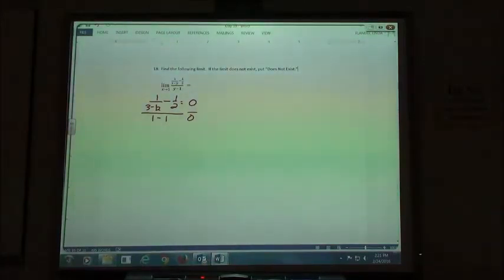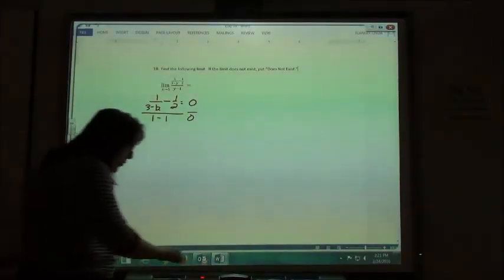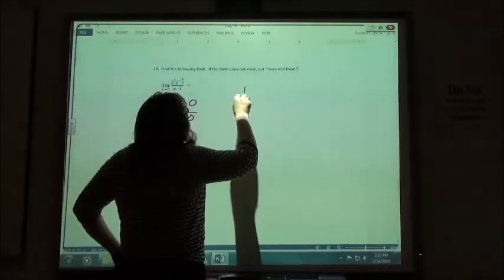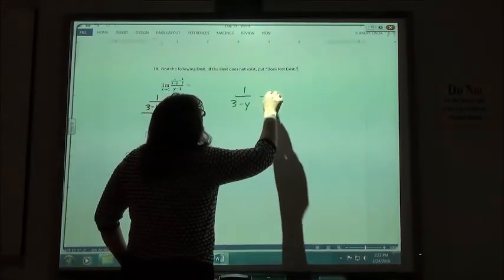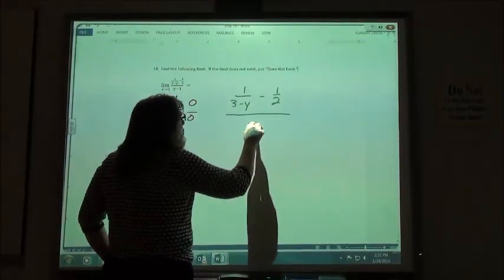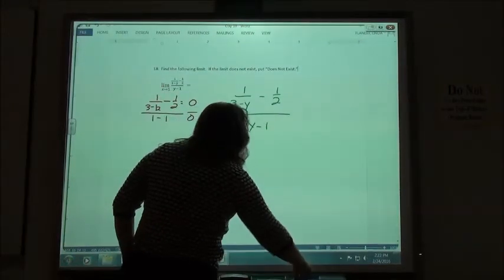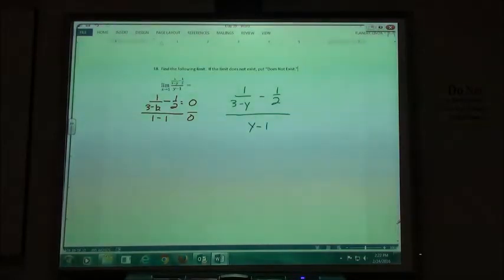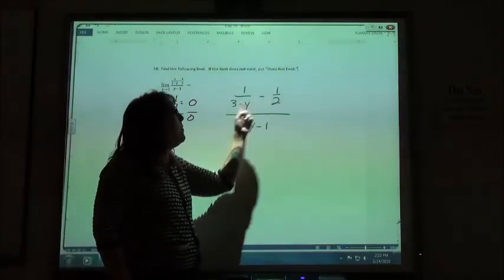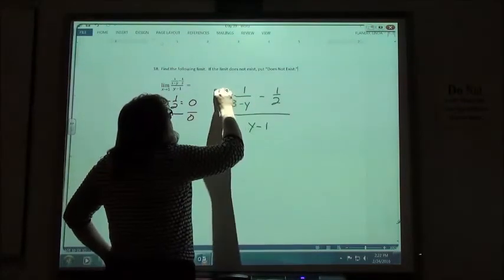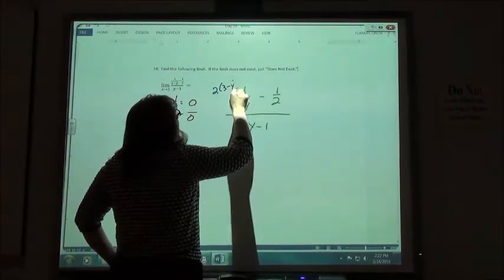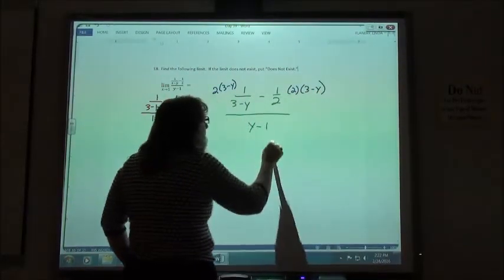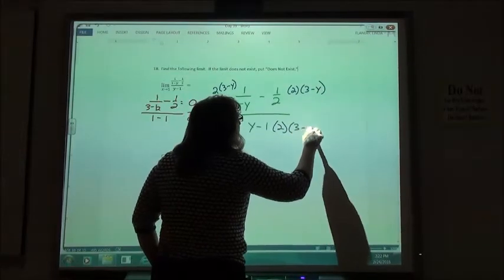I need to simplify my fraction then in order to put it in a different form so that I can evaluate it directly. So if I have 1 over 3 minus y minus 1 half over y minus 1. Here I have a complex fraction, a fraction within a fraction. I want to simplify that, so I'm going to multiply every term by my common denominator. So I'm going to multiply by 2 and 3 minus y. Here I'm going to multiply by 2 and 3 minus y. Down here I'm going to multiply by 2 and 3 minus y.